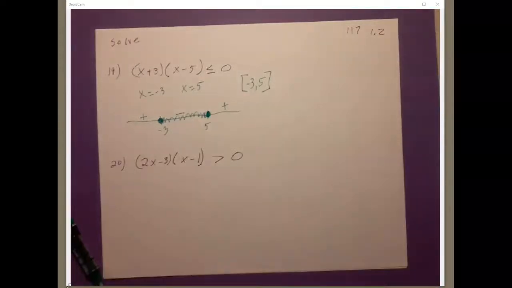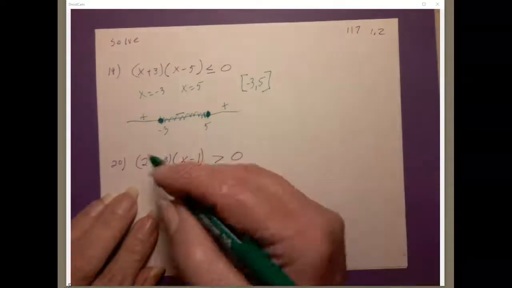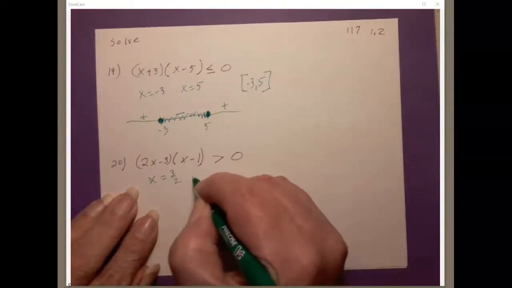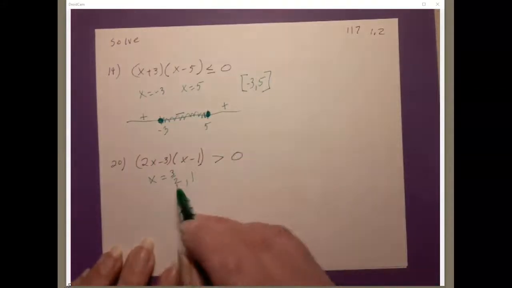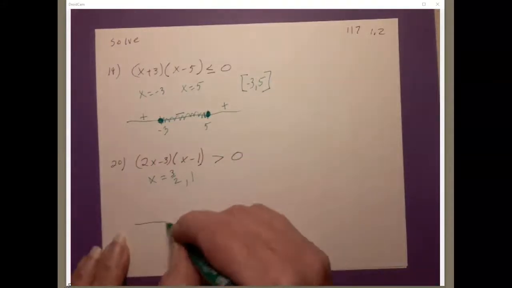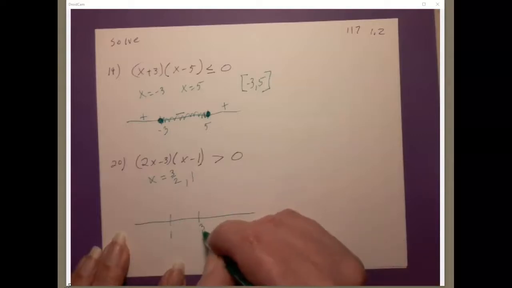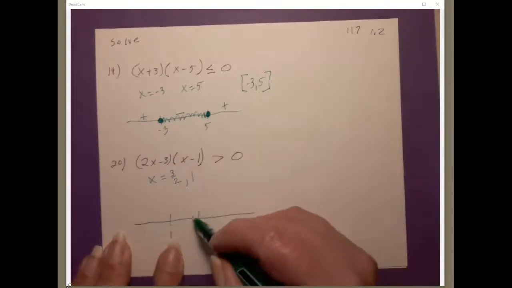So trying the second one, and you want to pause for a second if you kind of understand what you're doing here, and make sure that you can do this by hand. Of course, you can use your calculator too. So looking at this, I see that x has to be equal to 3/2, or 1 for my critical points. 3/2 is bigger than 1. So on my number line, I'm going to put 1 and 3/2. I'm going to check in between.